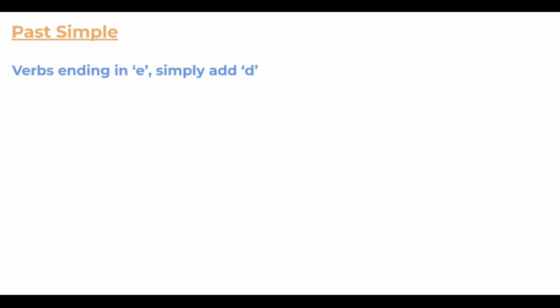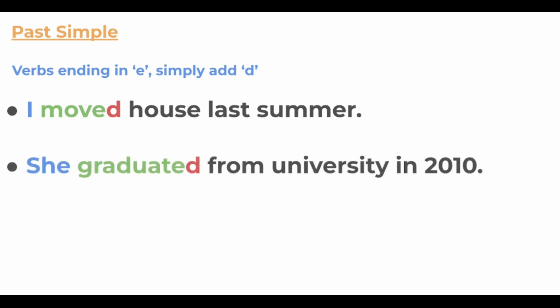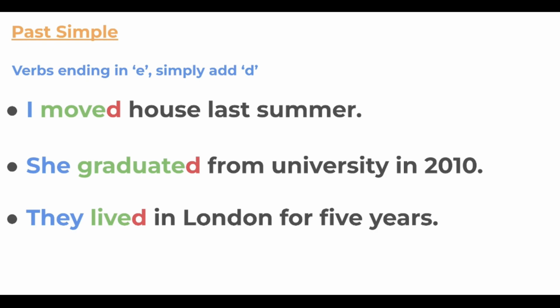Okay, so we've got a few rules when we are thinking about the past simple. Verbs ending in E, simply add D. I moved house last summer. So move, that ends with the E, so we can just add the D for this one. She graduated from university in 2010. Again, graduate ends in an E, so we just add that D. They lived in London for 5 years. Live ends in E, so we add the D. Okay, so that's one rule to think about.